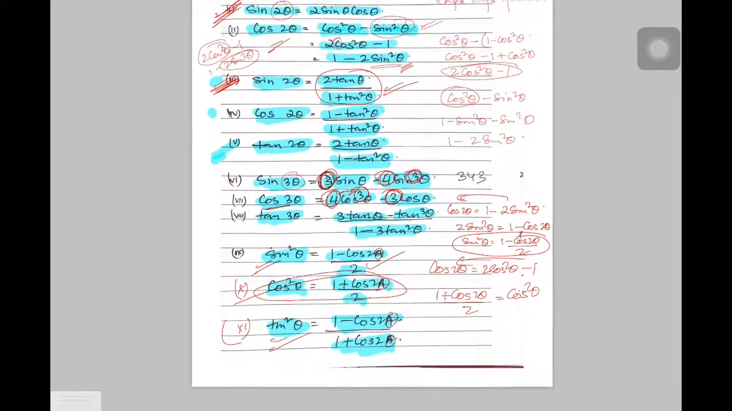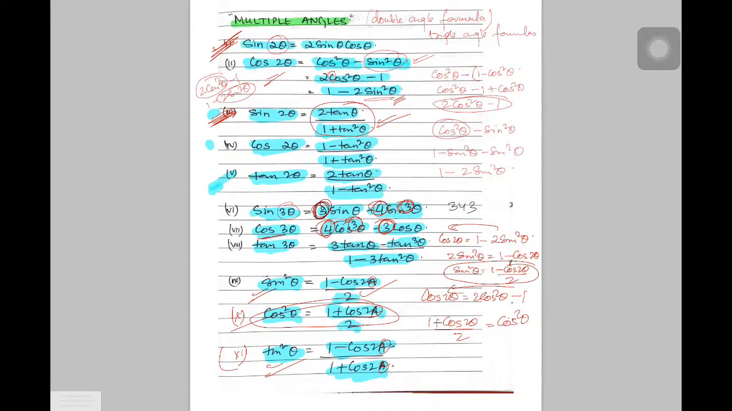Okay, I know there are a lot of formulas in multiple and submultiple angles, but these are in fact very important. And these formulas will be used to simplify trigonometric identities now. Okay, some more trigonometric identities we will solve here.